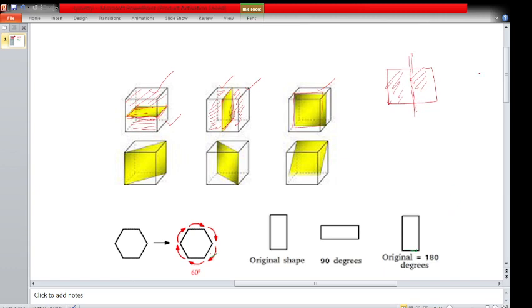But with the same shape, if you cut that particular rectangle somewhere here, then this part is smaller and this part is larger. So let us consider something like this.